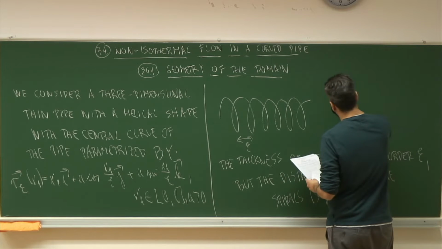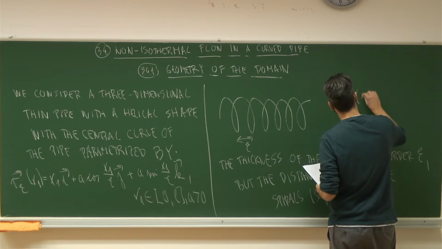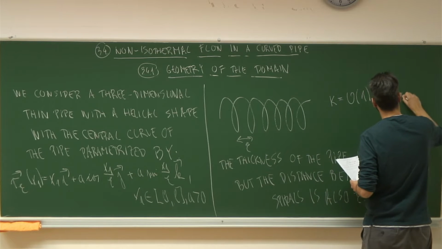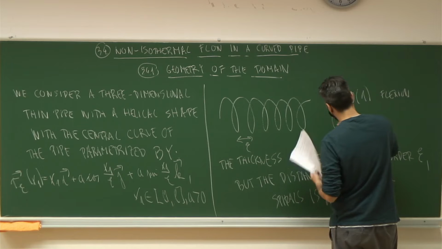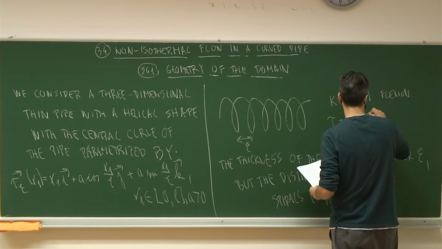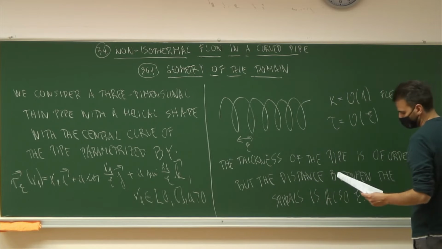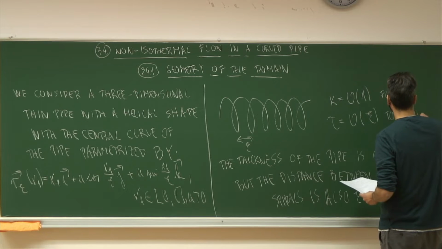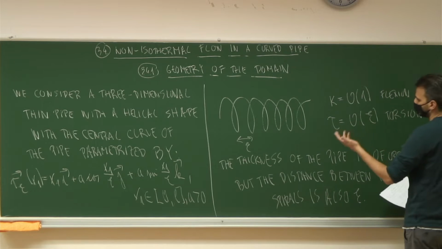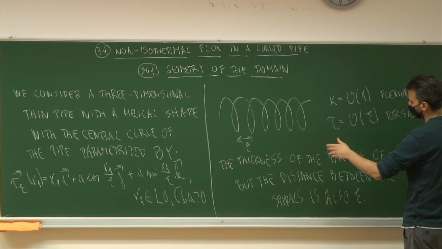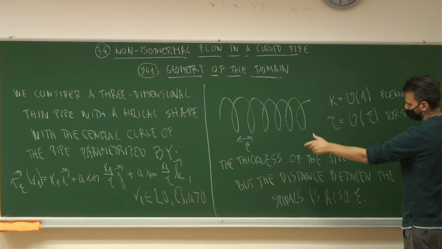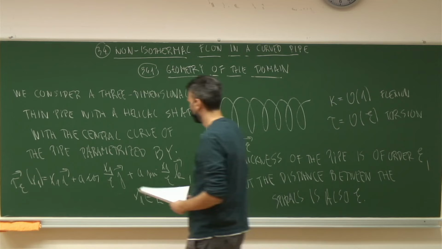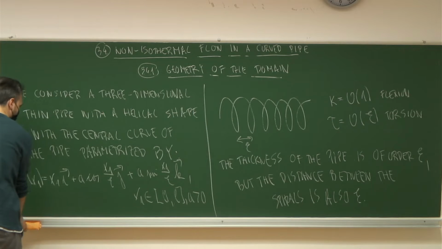So in this specific case, the curvature or flexion will be of order 1, and the torsion will be of order epsilon. I will later define these, so this is torsion. In a classical curved pipe, which doesn't have these kinds of spirals of order epsilon, both are of order 1.